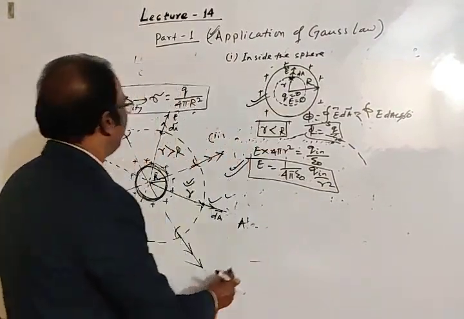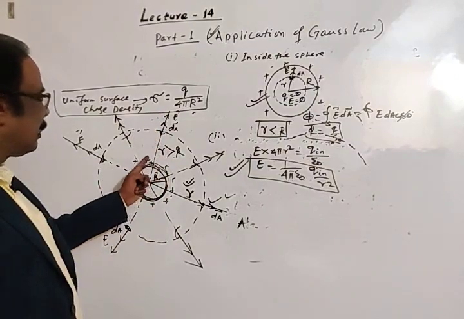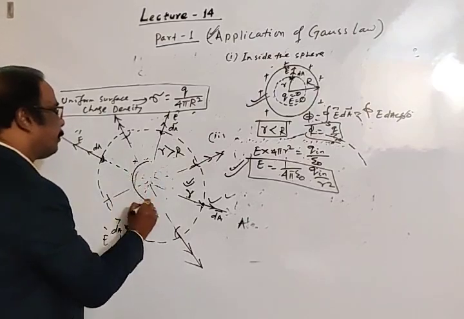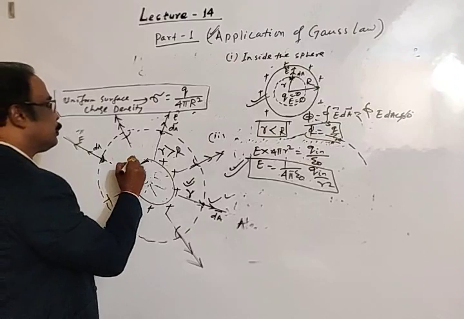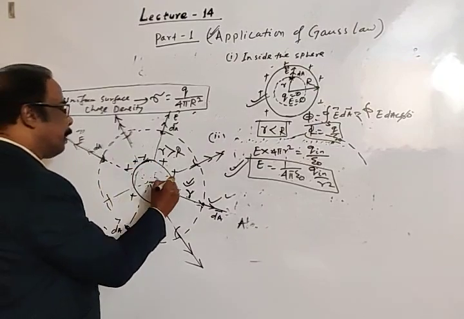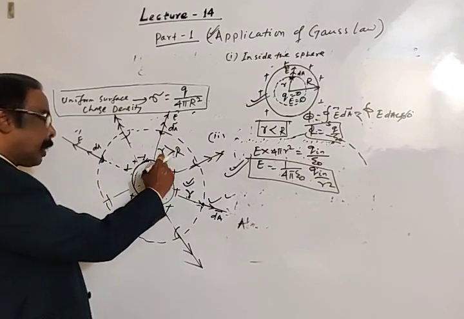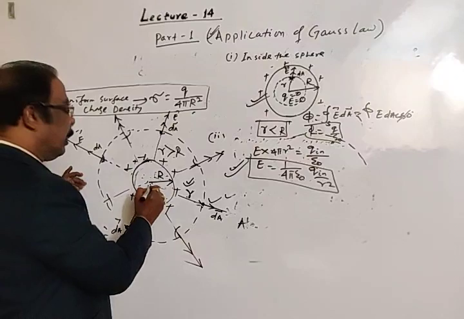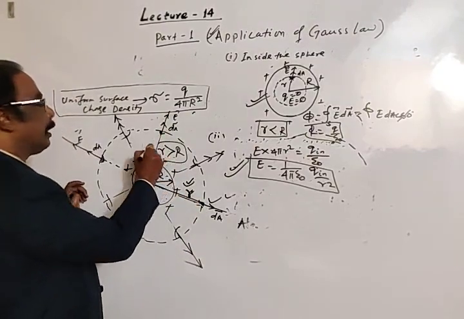Then total charge inside the Gaussian surface. See, this is the actual sphere which contains the charge. This is the sphere which contains charge, and the radius of this sphere is capital R. Whole charge is distributed on the surface, but we have taken the Gaussian surface outside the sphere. The radius of the Gaussian surface is small r, and small r is greater than capital R.